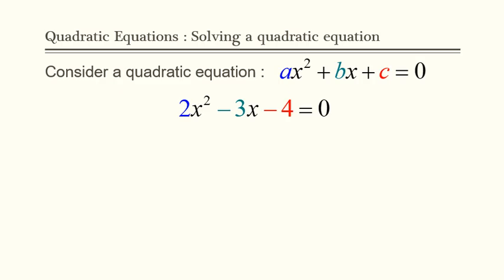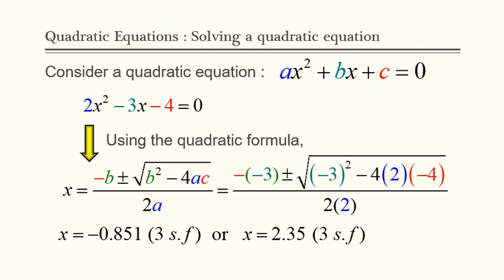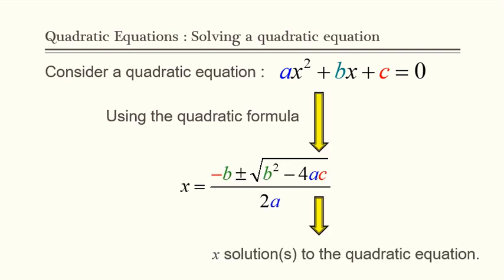Consider a general quadratic equation where a is 2, b is -3, and c is -4. As this quadratic expression cannot be factorized, we apply the quadratic formula to obtain the x solutions. In the previous video, we saw that the quadratic formula when applied gives the general solution to any quadratic equation.